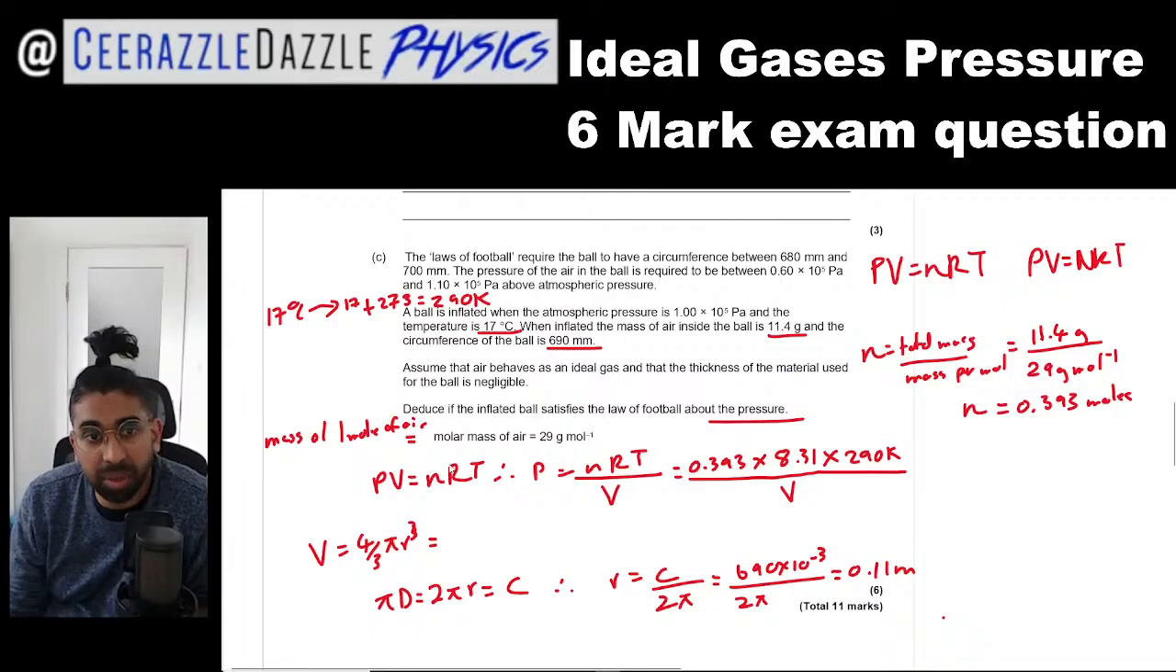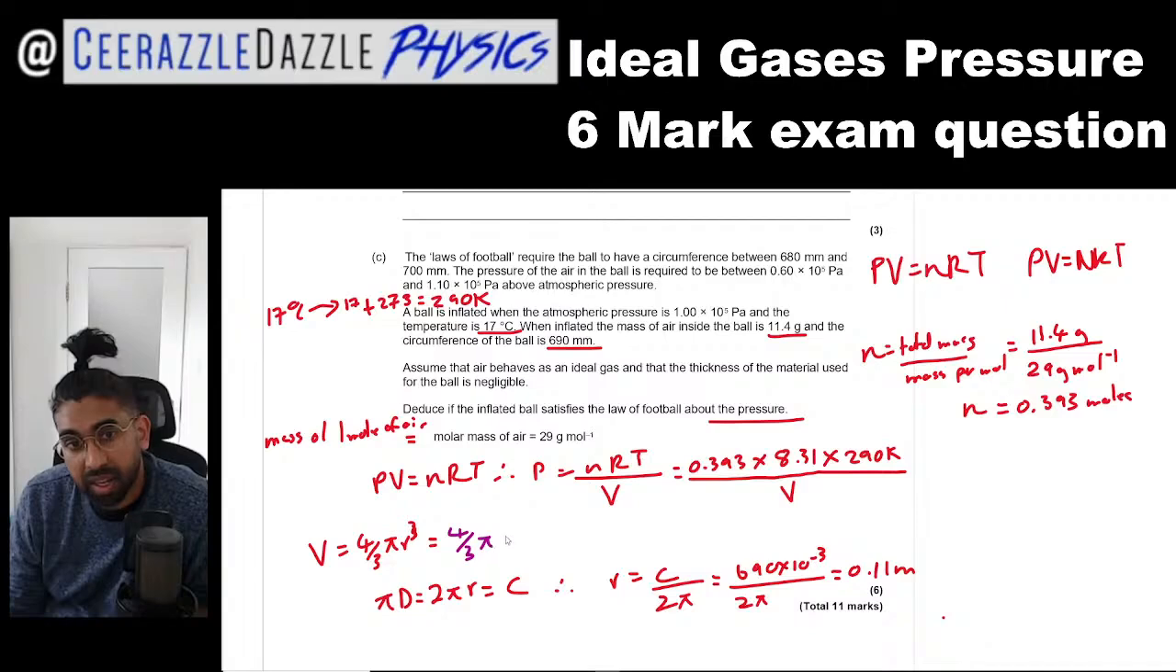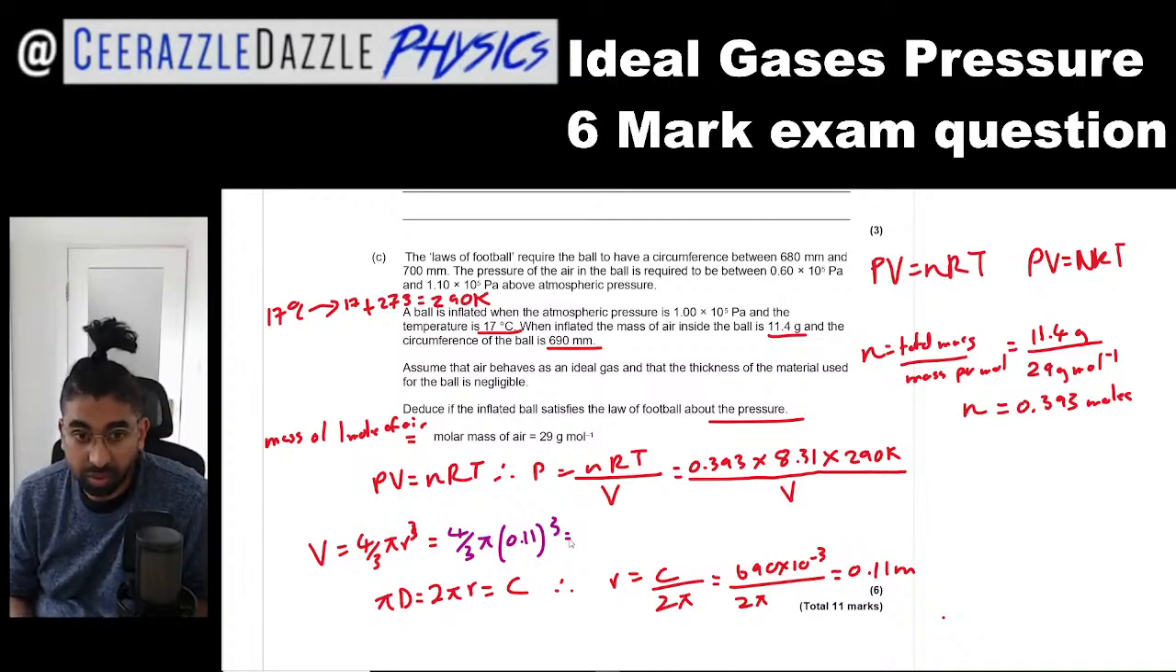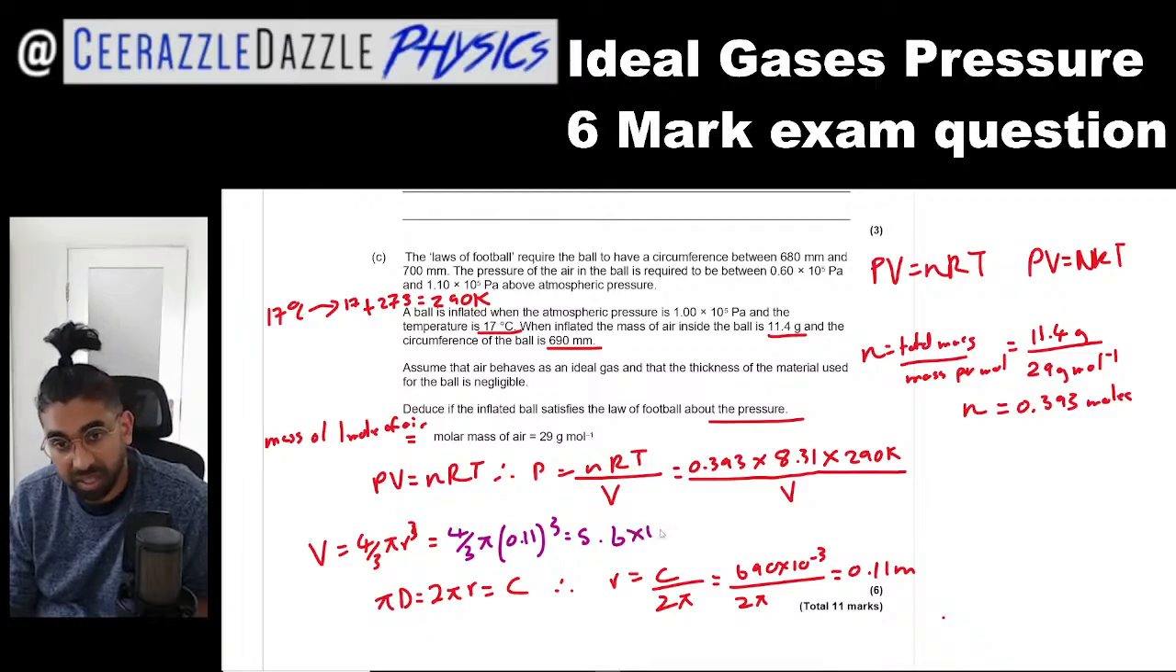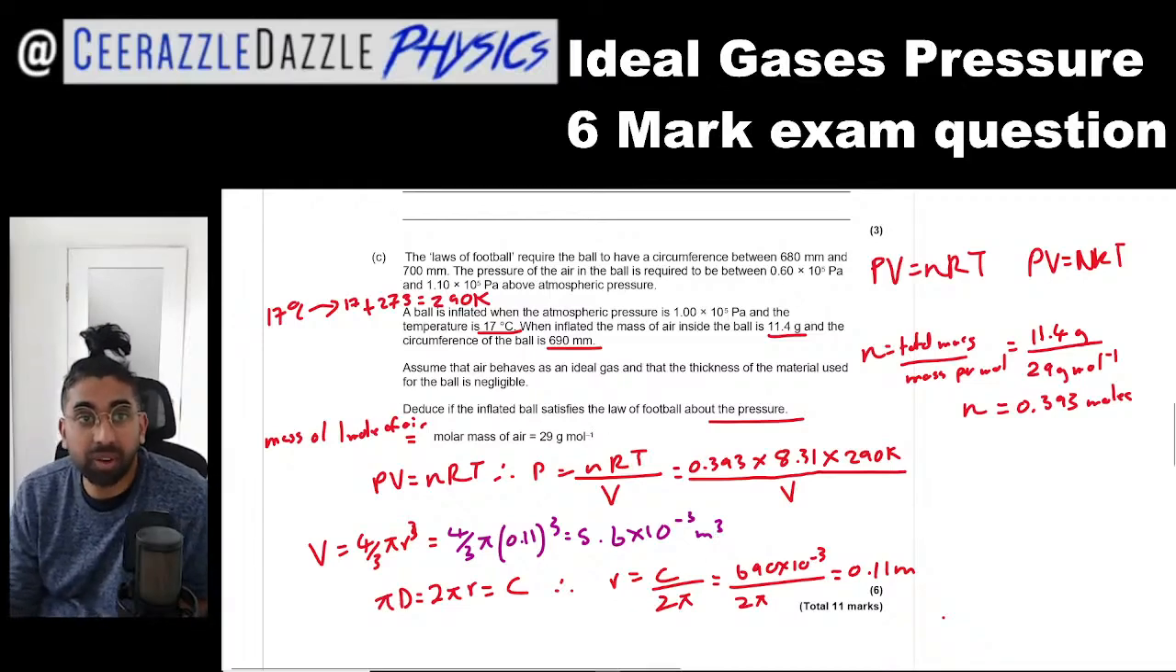I'm just going to change the color of the pen so kids don't get confused. So 4 over 3 pi open bracket r, 0.11, cubed over here. So it's going to be equal to 4 divided by 3 times pi times 0.11 close bracket to the power of 3 over here. I'm getting 5.6, let's just round it over here, times 10 to the minus 3 meters cubed. Excellent. And then finally we've now got the volume.